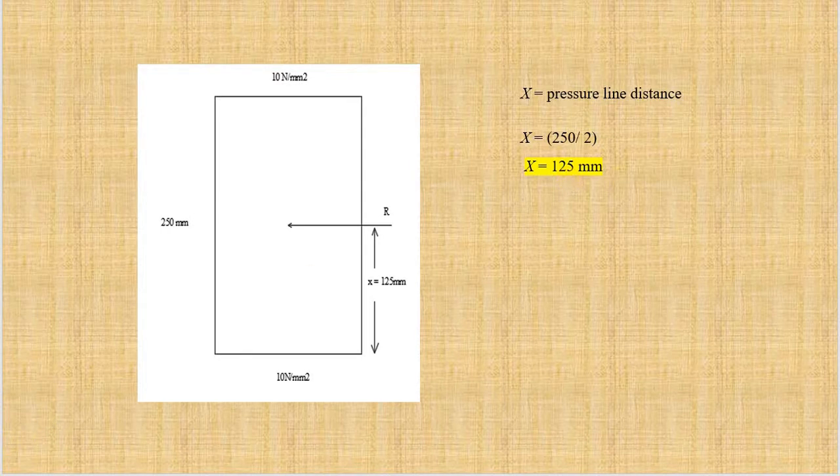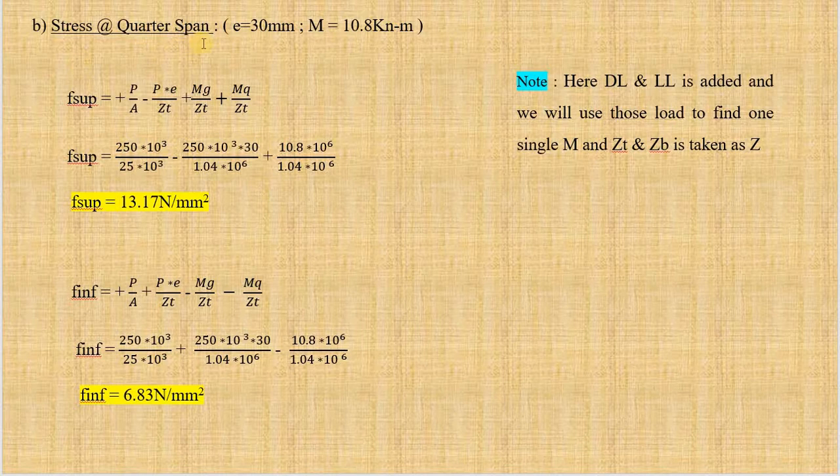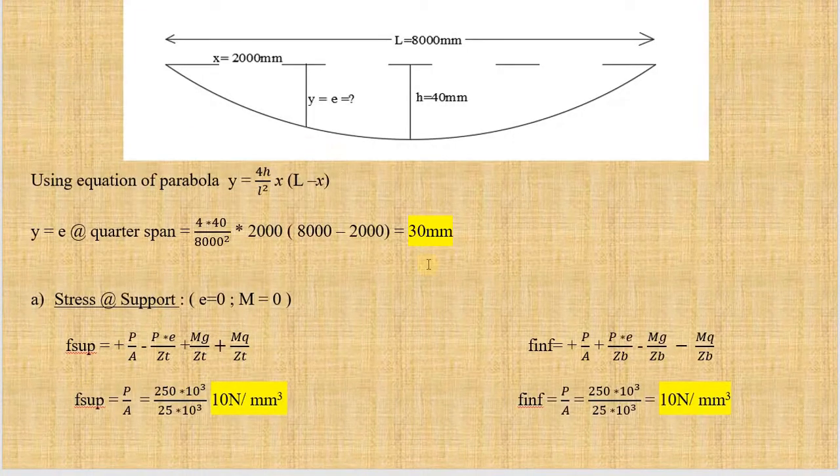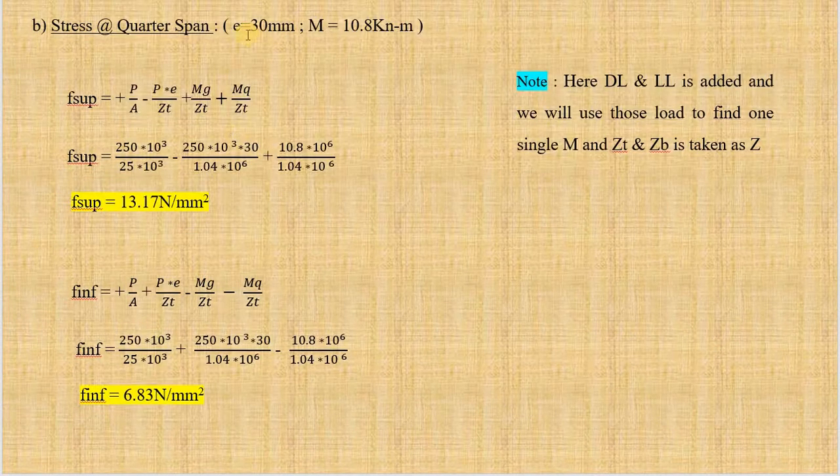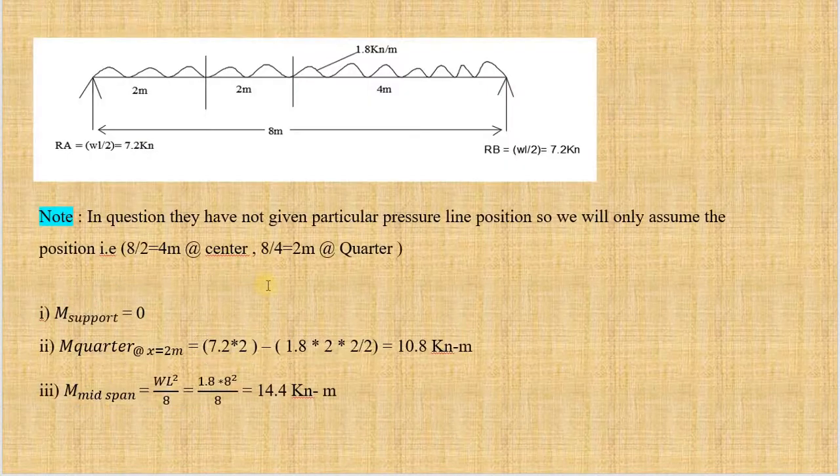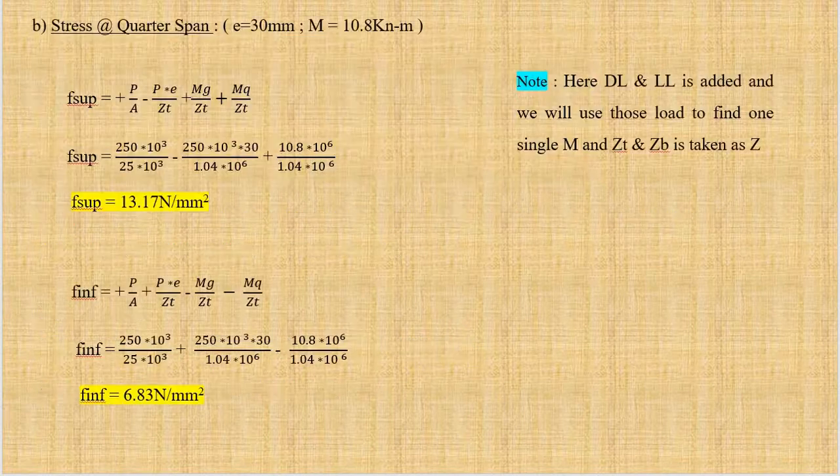The next thing is the stress at quarter span. Exactly at the quarter span we have calculated the E value, that is 30 mm. Take that. So at quarter span E equals 30 mm and M equals 10.8 kilonewton meter. If you want you can check once again. See here, at quarter span the M value is 10.8 kilonewton meter.